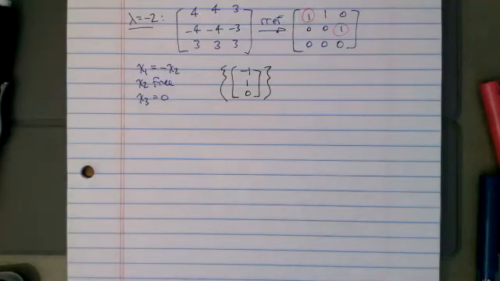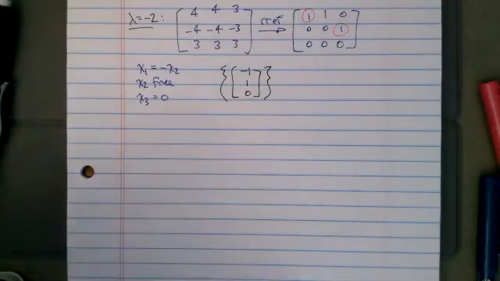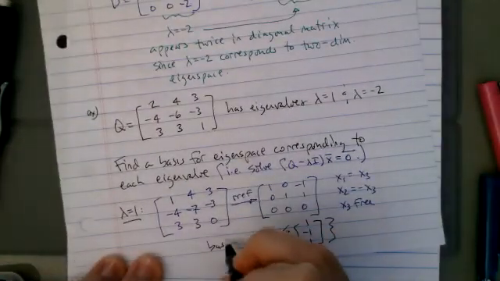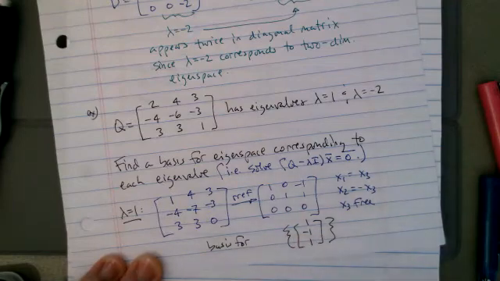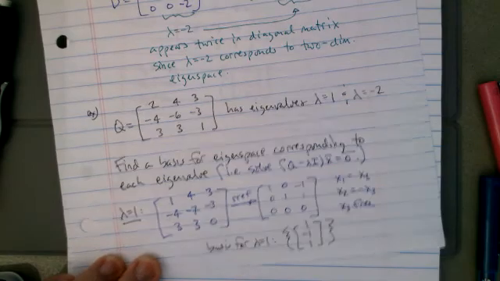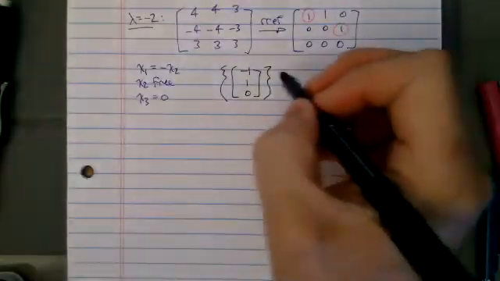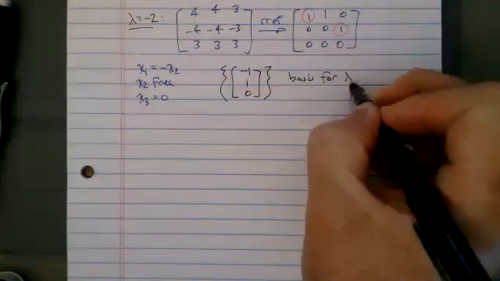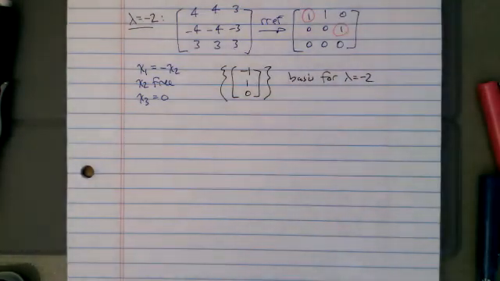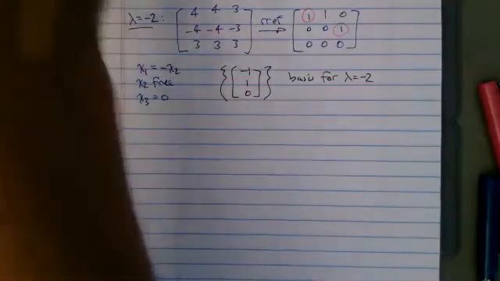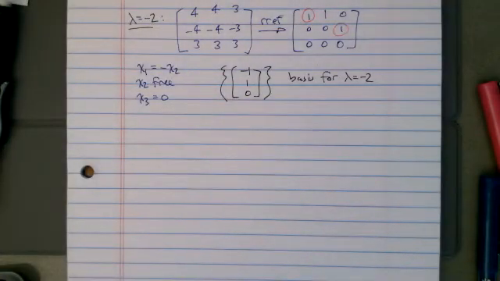So we found a basis corresponding to lambda equals 1. I kind of hate this notation, but it'll do. And here's our basis for lambda equals -2. That we can always do. Once we have the eigenvalues, we can always use the eigenvalues to find a basis for the corresponding eigenspace.